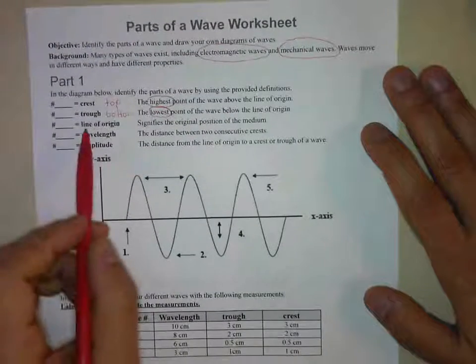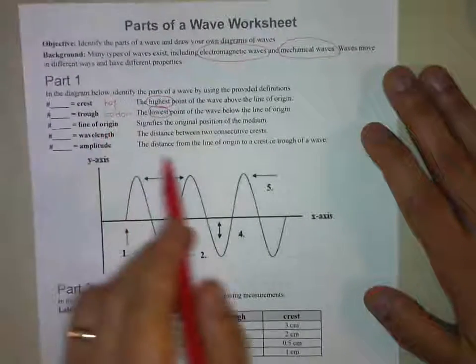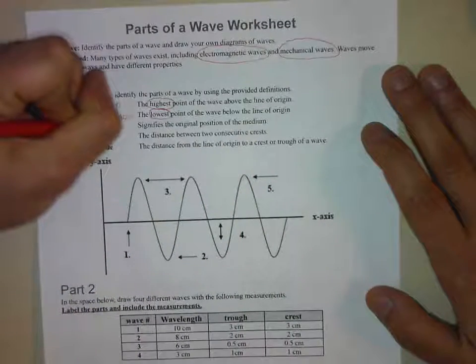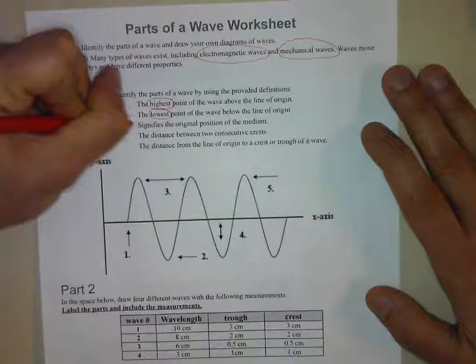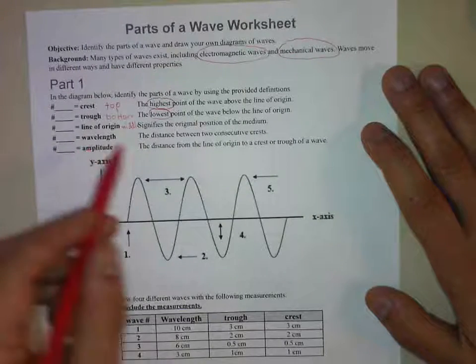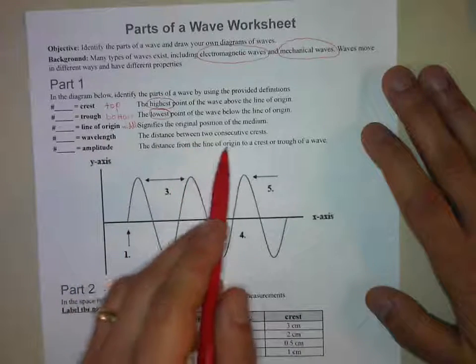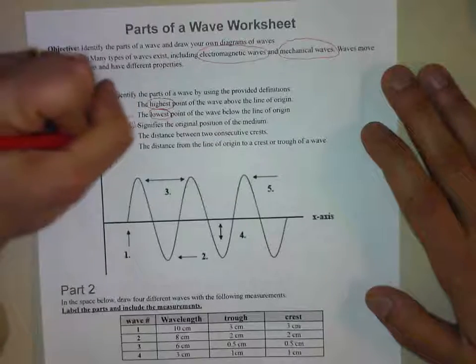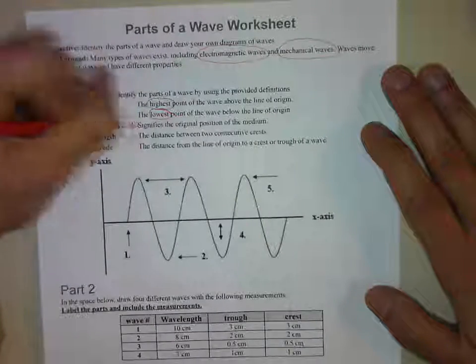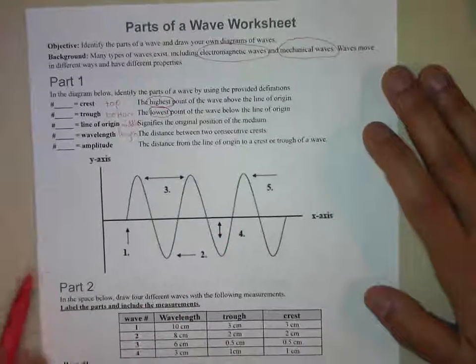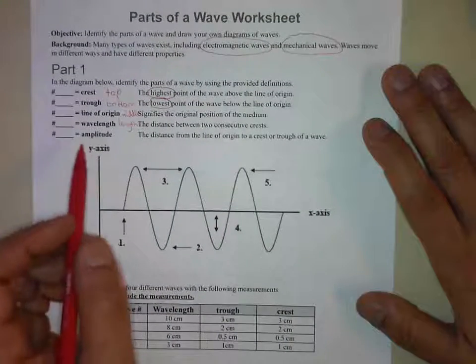Okay. The line of origin is the original position of the medium, or the middle. I like to call this the middle of the wave. And the wavelength is the distance between two crests or peaks, and it is the length of the wave. Okay? Which number represents wavelength? Again, you can go back to the personal dictionary if that's difficult for you.